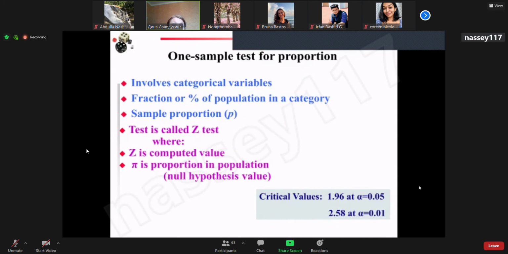Okay, one sample test for the proportion. It involves categorical variables. It requires either a fraction or percentage of the population in a category. We will use the sample proportion, and we will use the z-test. So the z-test is computed, and P will be a proportion in the population according to our hypothesis testing. So critical value, just remember, for 5% it is 1.96. For 0.01 or 1% it is 2.58.